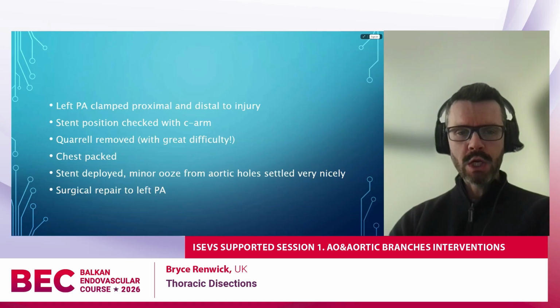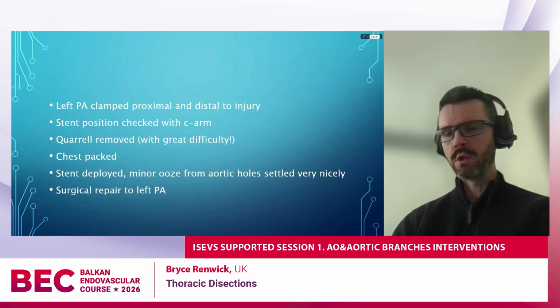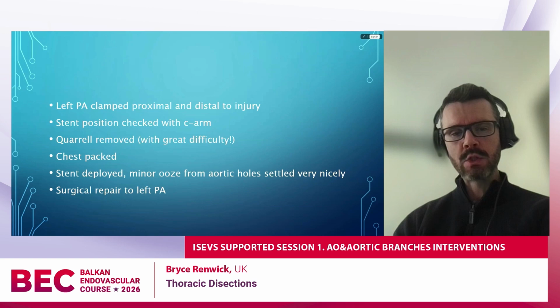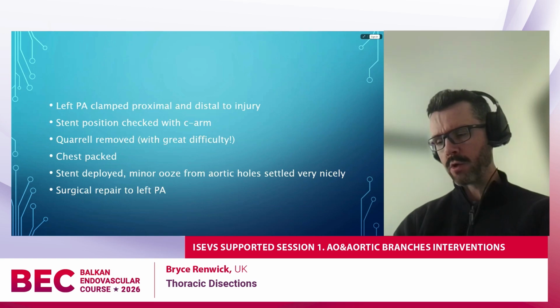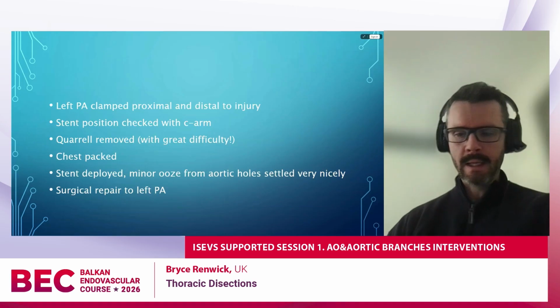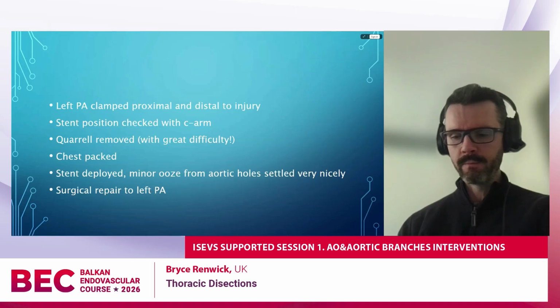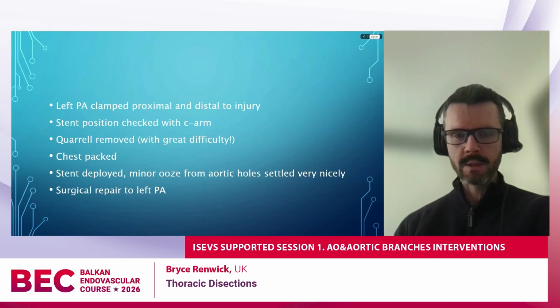Then we packed the chest, and in short order deployed the thoracic stent, which I would say worked extremely satisfactorily. There was very minor ooze from the aortic holes, but that settled very nicely, and then we surgically repaired the left pulmonary artery with standard technique, a little bit of 6-0 Prolene, and that was absolutely fine. And because of all this, the patient was remarkably, and I'm very grateful to say, very stable throughout.